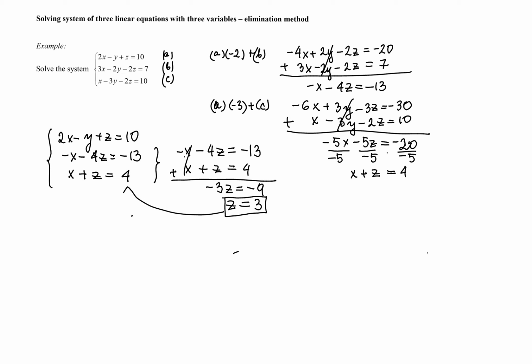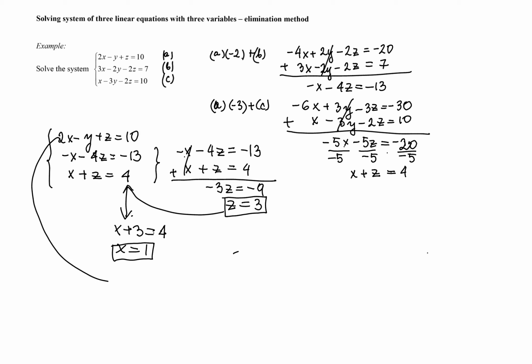Now I will take that value of z and substitute it into one of the equations, either 2 or 3. Equation 3 is easier to solve, so we'll have x plus z, which is 3, is equal to 4. And therefore, that gives me the value of x equal to 1. We have the value of x, we have the value of z.